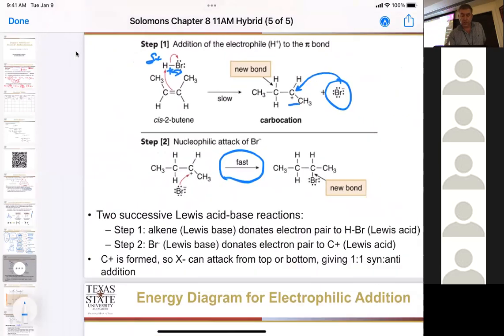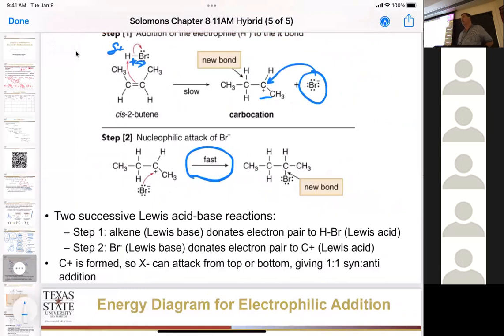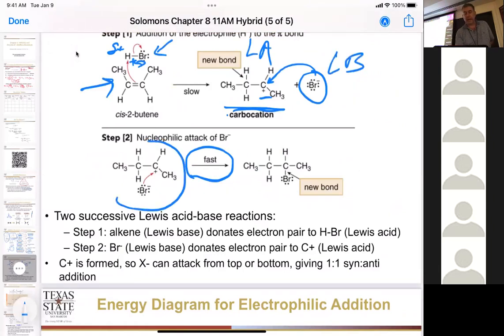So it's basically just two Lewis acid-base reactions, right? Because this is our Lewis base and this is our Lewis acid, but our substrate now becomes our Lewis acid and our bromine is our Lewis base. And when those react, they form our new sigma bond. So notice that we have a carbocation. What's the shape of a carbocation? It's trigonal planar with an empty orbital above and below. That means the anion can touch the top or the bottom. So it can give you syn addition or anti-addition, depending on which side of the molecule it attaches. That's why its stereochemistry is syn and anti.